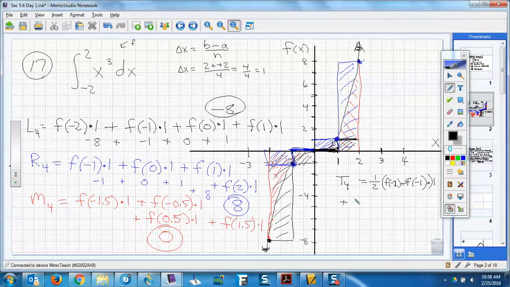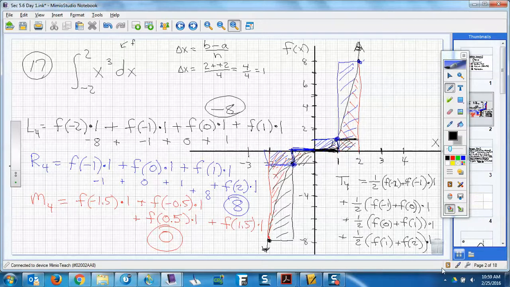Okay? Plus 1/2, and what would the next one be? F of my second trapezoid. F of -1 and F of 0. Plus 1/2 f of 0 plus f of 1 times 1. Don't forget the times 1 at the end. And then plus finally 1/2 f of 1 plus f of 2 times 1.